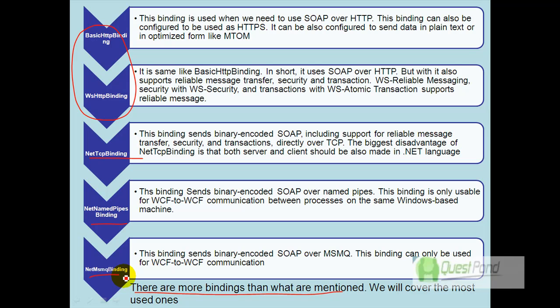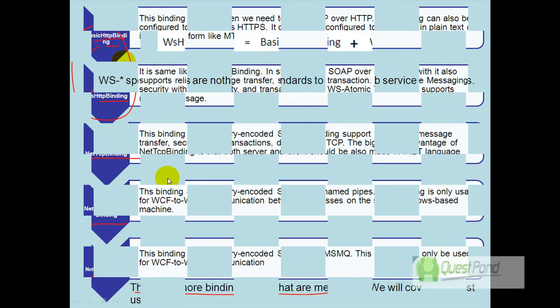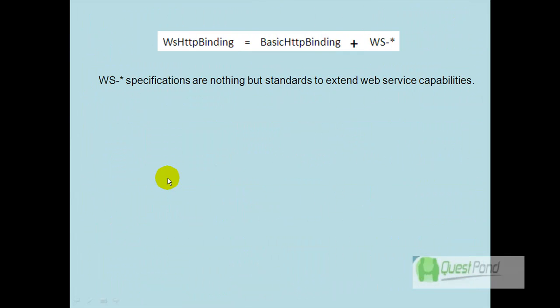Now what we'll do is take up these first 2 bindings, because both of these bindings look very much similar. We'll try to understand when to use basic HTTP binding and when to use WS HTTP binding. If you want to summarize in one sentence what the difference between both of these bindings is, then the difference is WS-star specifications.